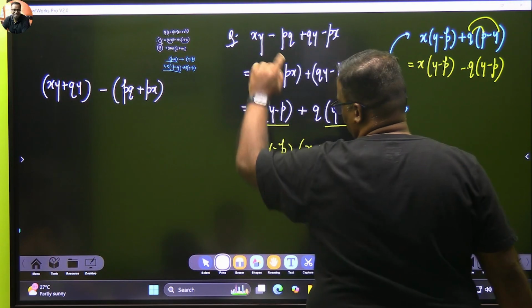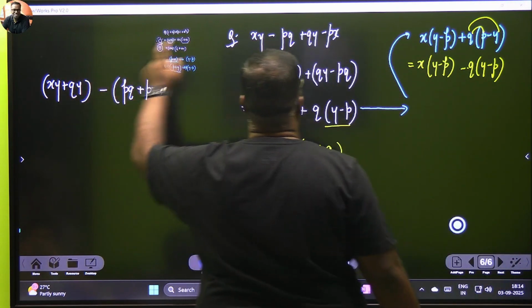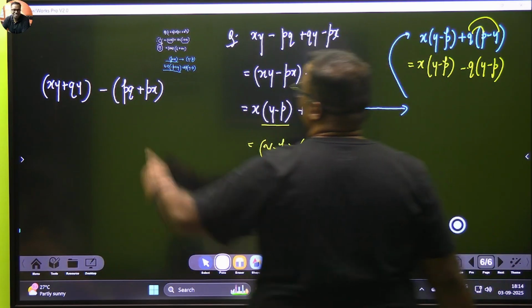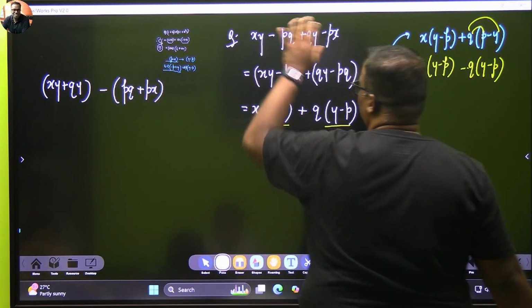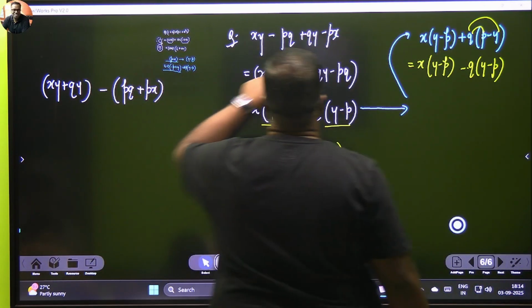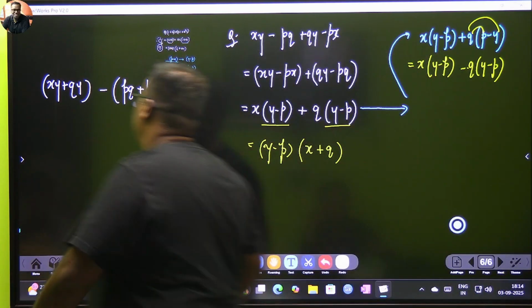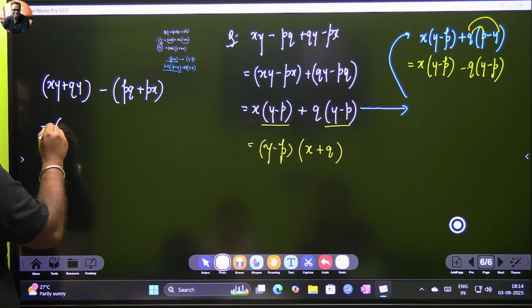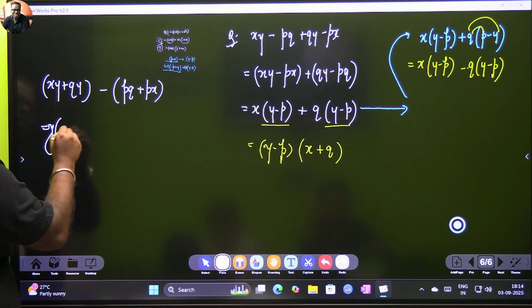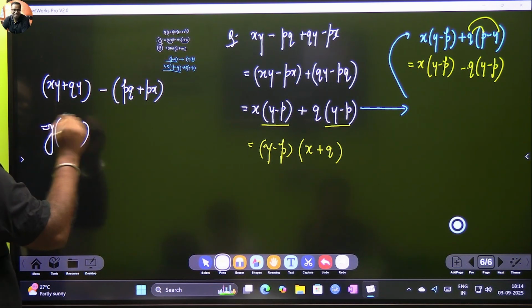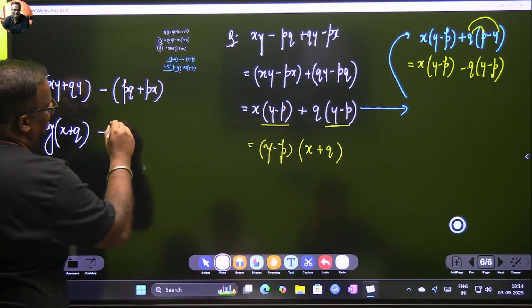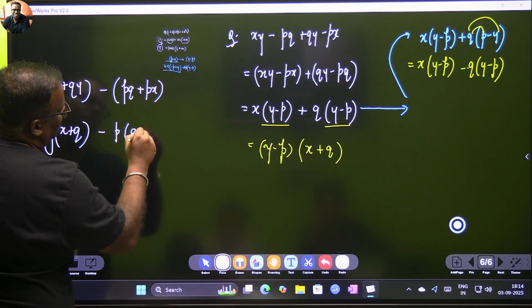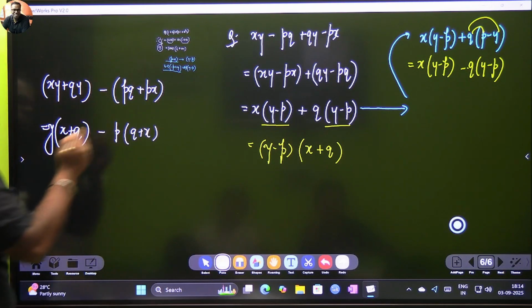Same thing. Now just check whether this step is this step or not. xy, positive qy, negative pq, negative px. No problem. Now try to take common. Between this, we'll now take what as common? Y will be taken as common. You get x plus q. And here what will you take common? P. So it becomes q plus x. Q plus x and x plus q are same.